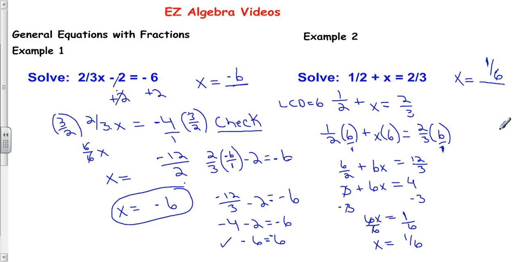And we can go ahead and check this. If you check this, it's much easier just plugging it into a calculator. 1/2 plus 1/6, however you want to do it, because the calculator will do all the common denominators for you. But you can go ahead and check this just to verify that it is a true statement. But this shows you how to work with your fractions.